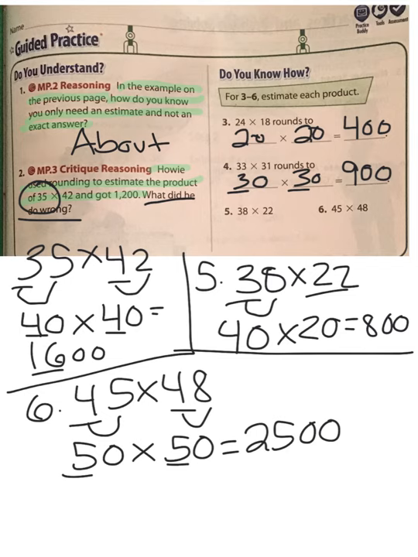Estimating is easy if you use the rules of rounding. Remember, always underline the digit that you're rounding, then look to the right. If the digit is 5 or more, then the underlined digit goes up by 1. If the digit is less than 5, then the underlined digit stays the same.